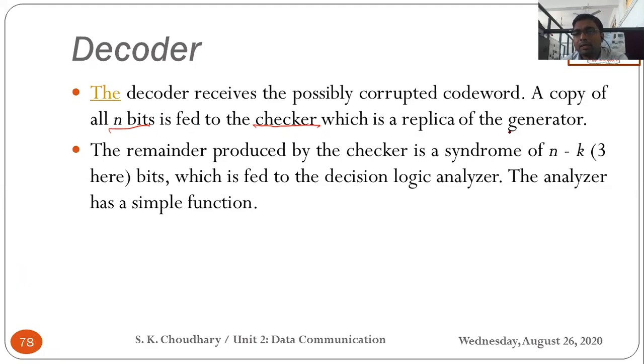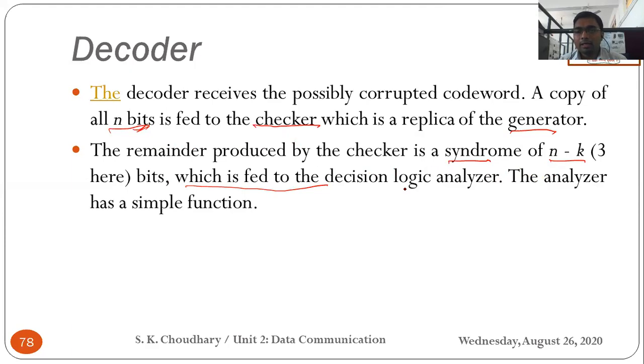It would be fed to the checker, which is nothing but a replica of the generator. That is, we have used a generator at the transmitter end, and at the receiving end we are using a checker. It has a similar function. In the checker, we divide this n-bit data by the 4-bit divisor that we used at the transmitter end, and whatever remainder comes is called a syndrome. The number of bits in the syndrome is always n minus k, meaning here it is 3. A 3-bit remainder, a 3-bit syndrome.